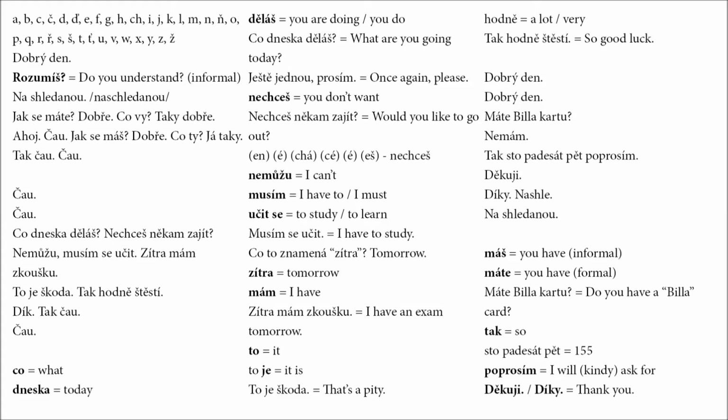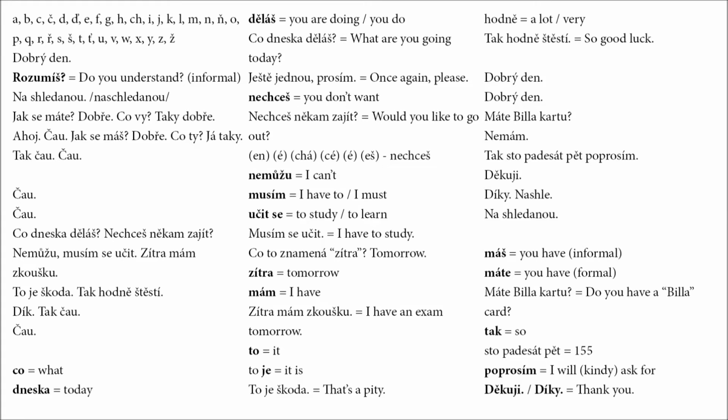So nemůžu. This is again I, myself. And it means I can't, because there's the ne. Exactly. Ne, it's negative. So nemůžu, this is I can't. Musím, I must, I have to. Musím se učit. I have to study. Učit se means to study. We'll explain later why it is two words, učit se, but it just means I have to study.